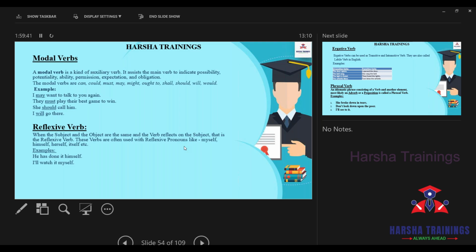So any verb that is directing to the reflexive pronouns is called a reflexive verb. Remember it like that: a verb directing to reflexive pronouns is called a reflexive verb. Example: he has done it himself. I'll watch it myself. Here the verb is directing to the reflexive pronoun, so they are called reflexive verbs.